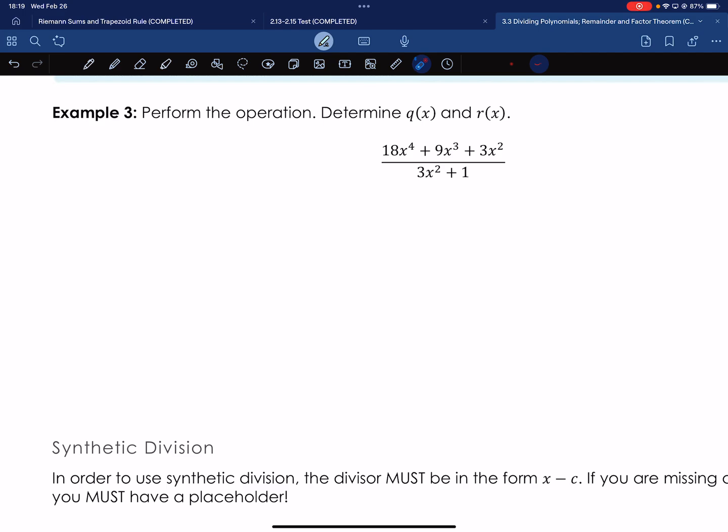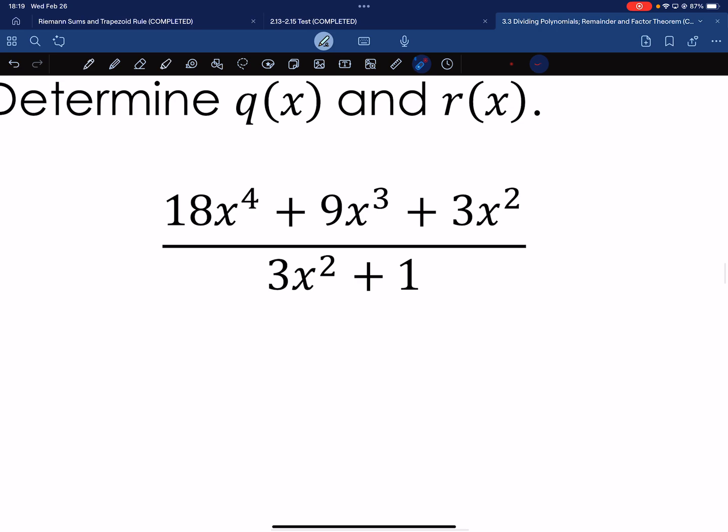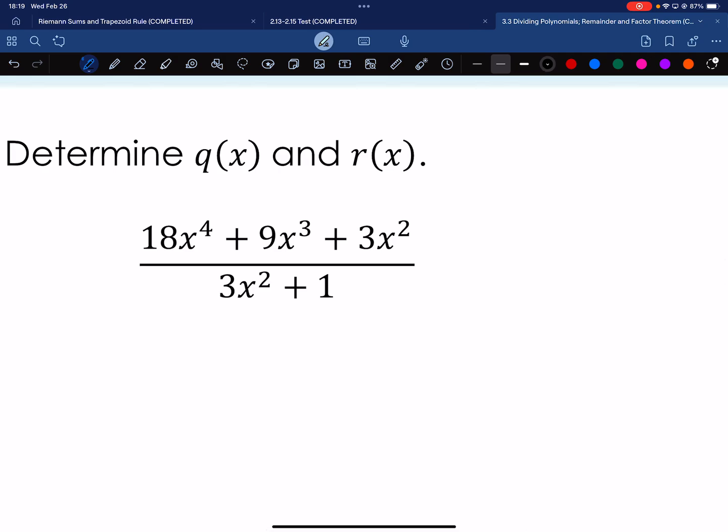So, when we go to do this one, notice that we have an x to the fourth, x to the third, and then an x squared. Let me zoom in. It's missing some terms. So we're going to add in some placeholders. We're going to add in a 0x and a 0.